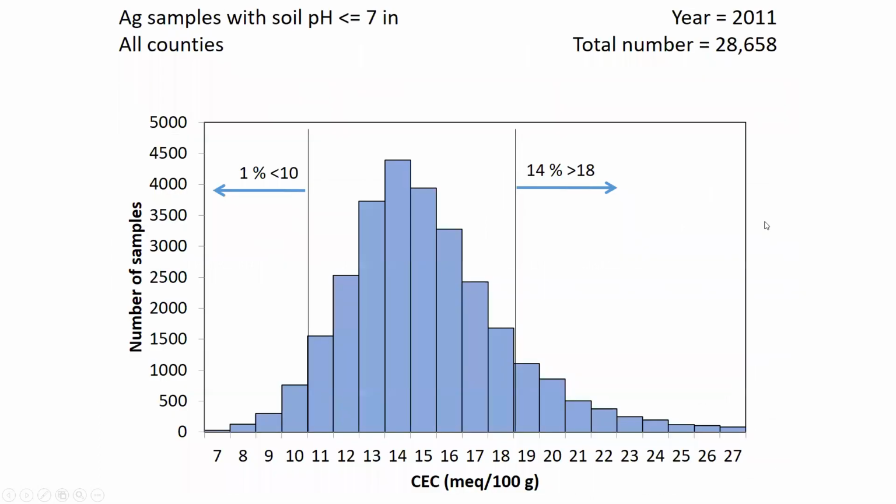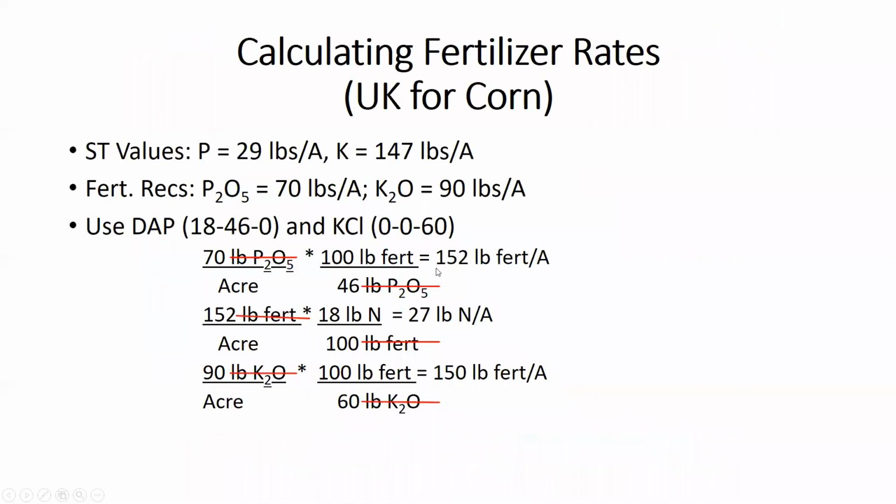This is some work that Frank put together for a talk we gave a few years ago, 29,000 samples. Less than 1% had a CEC less than 10, and less than 14% had a CEC value greater than 19. So we have a very small range of CEC values in Kentucky. So that's another reason that the CEC really doesn't come into play.